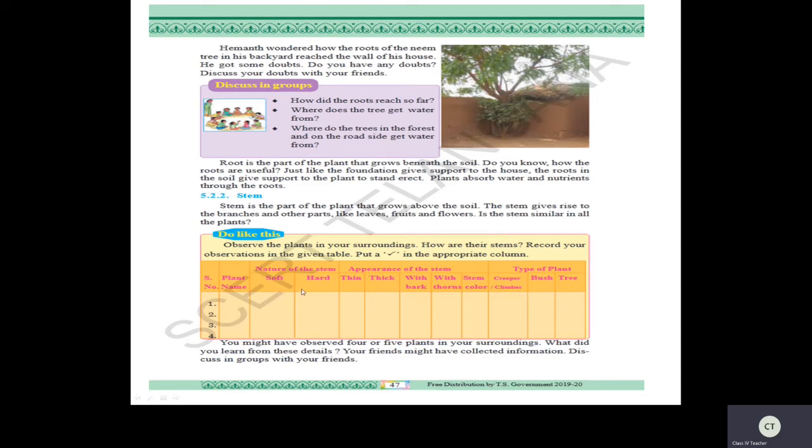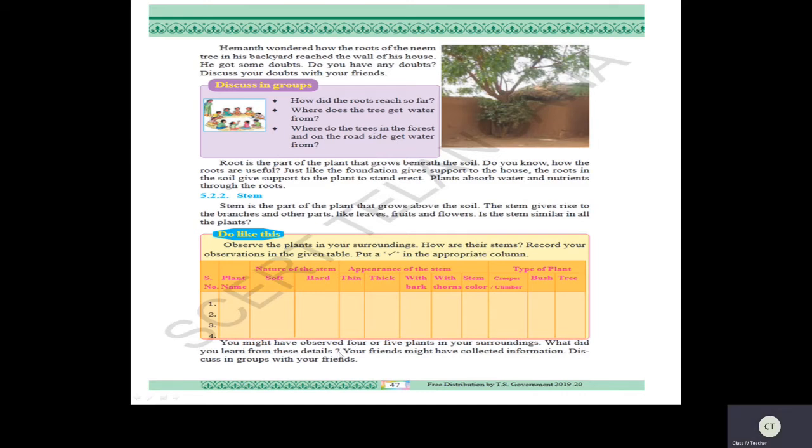In that way, you can observe the plants which are present in your home and you can do this activity. Will you do the activity, children? Yes, children, this activity you should do by your own, so that you know how much you have understood about the different kinds of plants. Will you do this, children? Yes, you have to do, children.